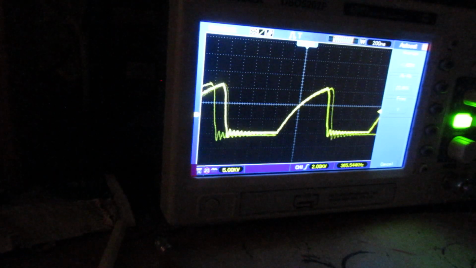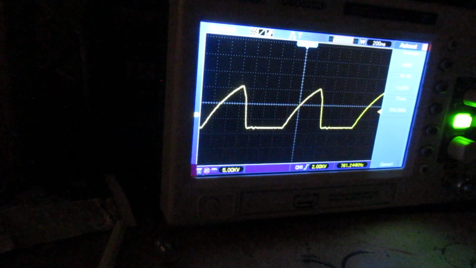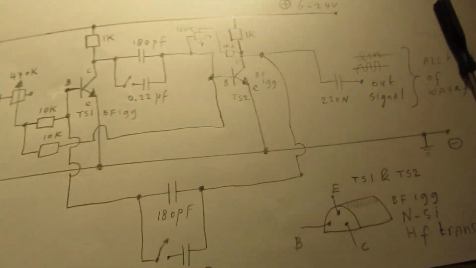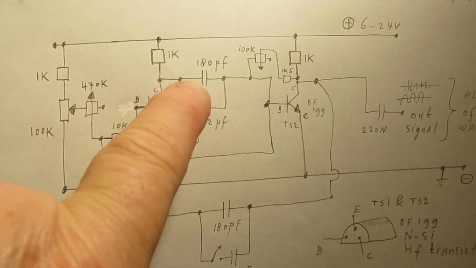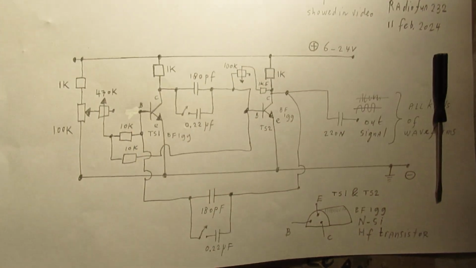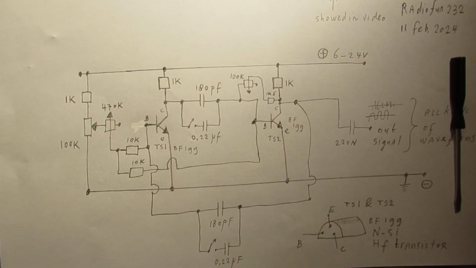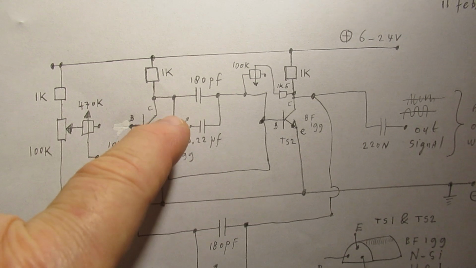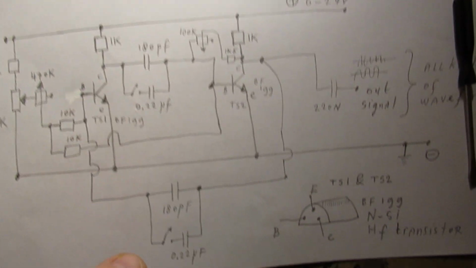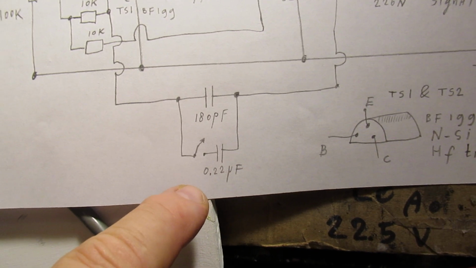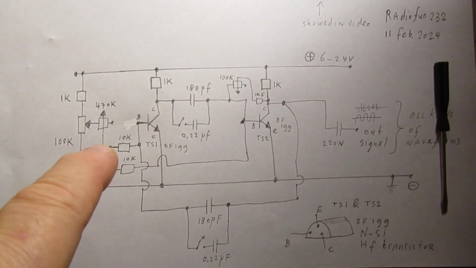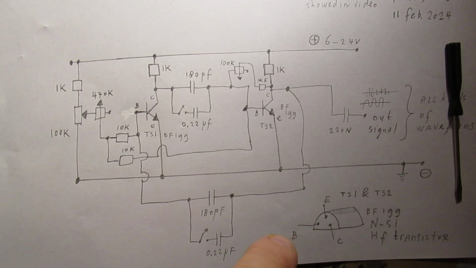So with these 280 picofarad capacitors in the circuit, thus this one and this one, we are going to higher frequencies. A good other example is, for instance, to switch in here a 180 picofarad capacitor and here a 0.22 microfarad capacitor, that means, of course, there's an enormous difference in the pulse pause time, etc. Thus also in the frequency.